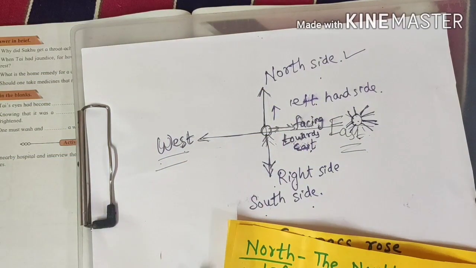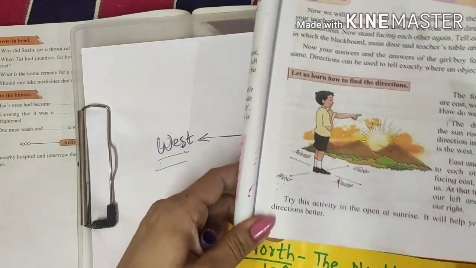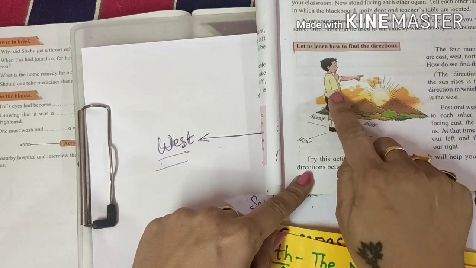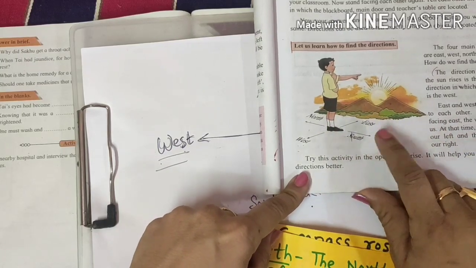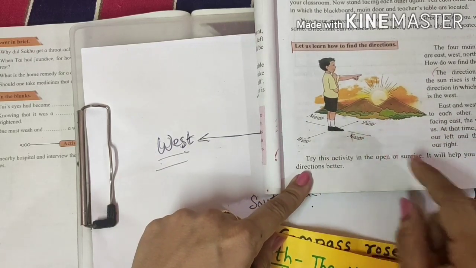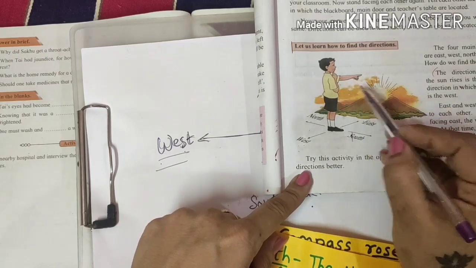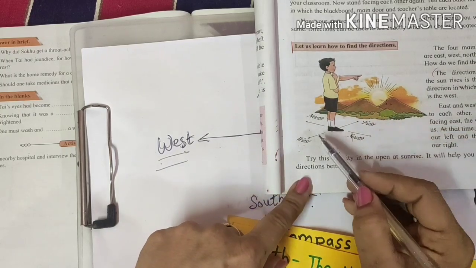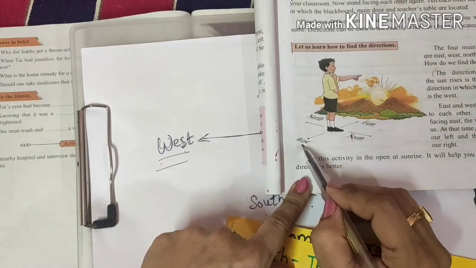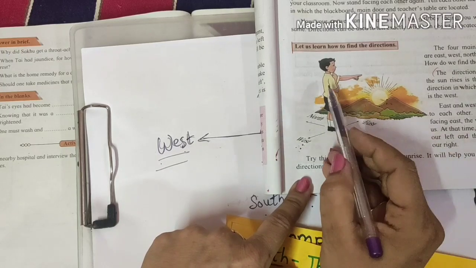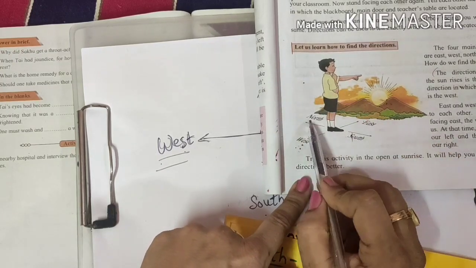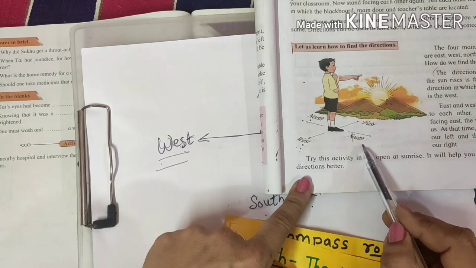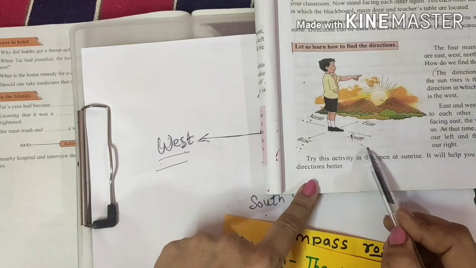I will show you the picture that you saw last year. See children, in this picture you can see the boy is standing. He is facing towards the east direction. The sun is rising here, so this is the east direction. Behind him, opposite to it, is the west side. The left hand side of this boy is the north direction, and the right hand side is our south direction.